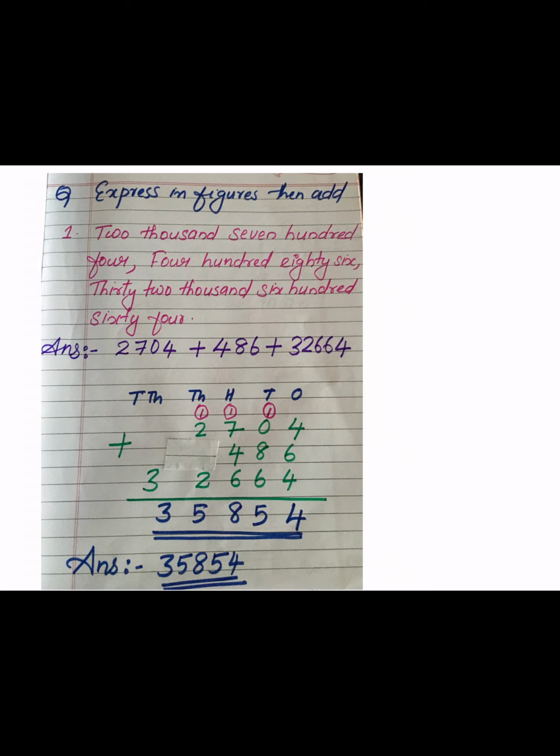What are the numbers? 2704, 486, 32,664. First we will write these numbers in numeric form. Here you can see "and"; we have to add, which means which symbol will we give in between the numbers? We will give the plus symbol. Then we will arrange the numbers column wise, then we start addition. Is it clear?